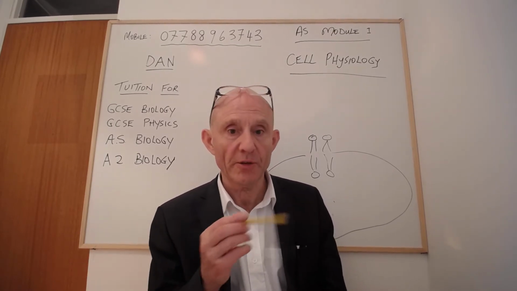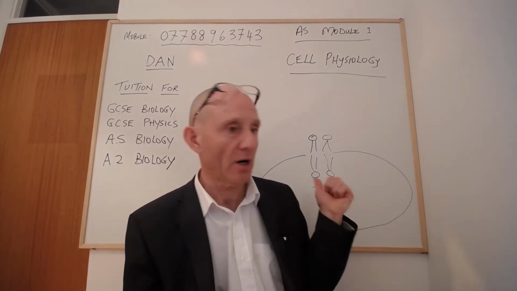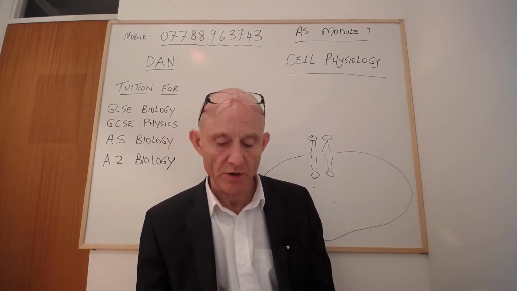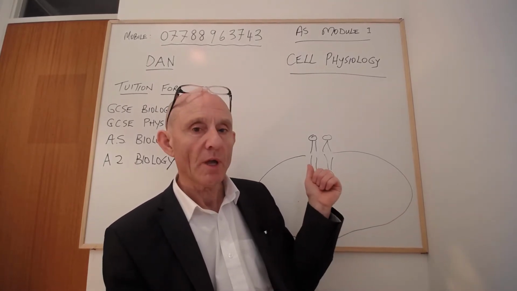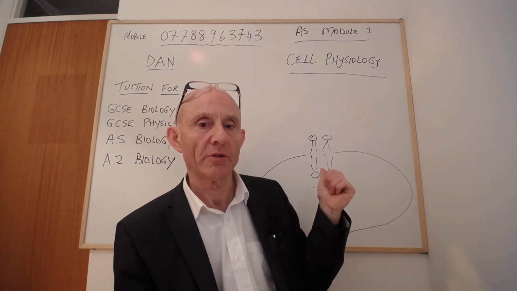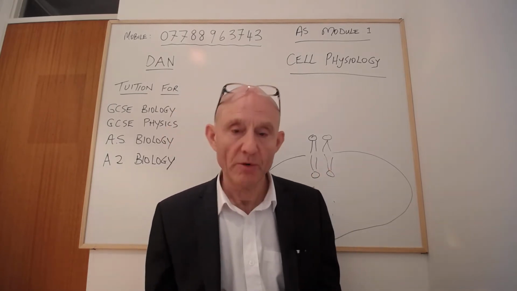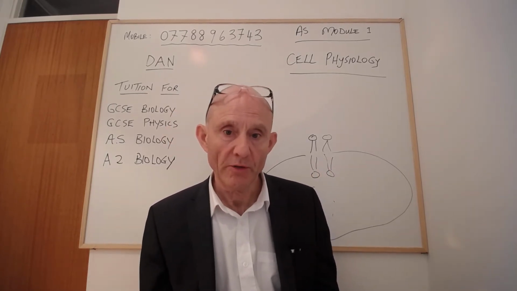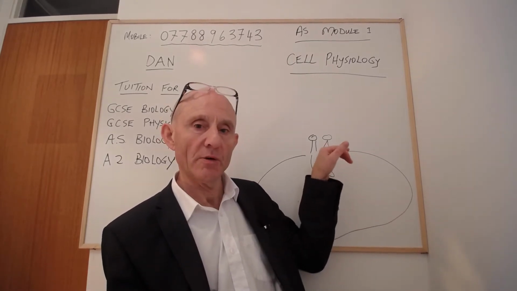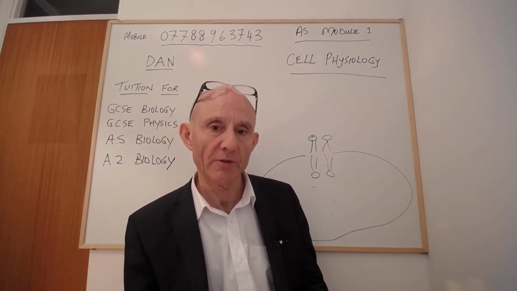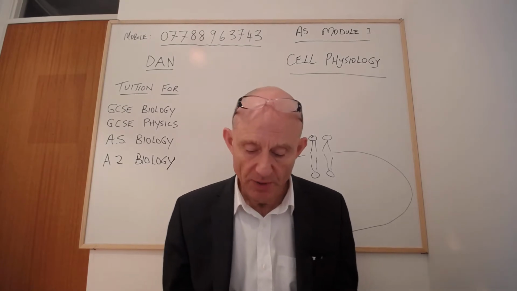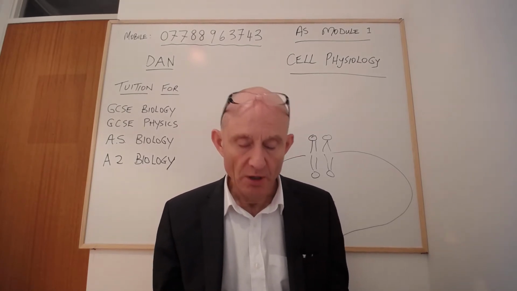Now, the first thing to say is that carbon dioxide and oxygen are two things that are moving in and out across the cell membrane. And they're non-polar substances. So they can pass quite easily between the phospholipids, past the phospholipid tails.